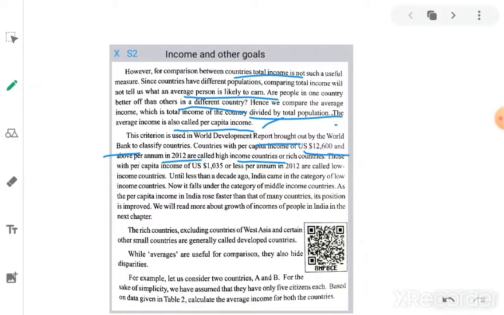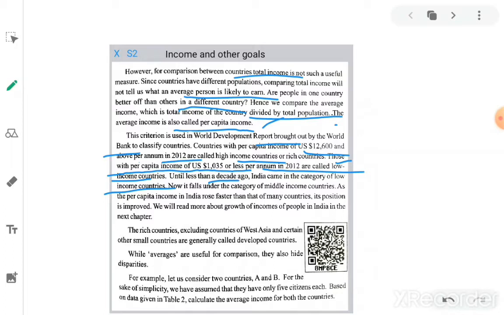Next, those with a per capita income of US $1,035 or less per annum in 2012 are called low income countries. So the person who is getting $1,035 per annum, that country is considered a low income country. Until less than a decade ago, India came in the category of low income countries. A decade means 10 years. So 10 or 15 years back, our India was also categorized as a low income country.